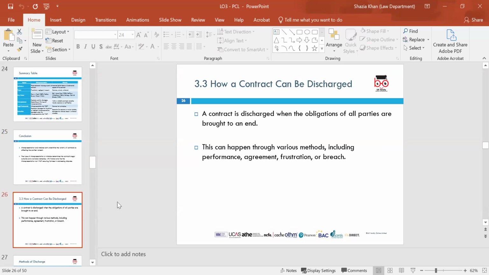The next one is 3.3. So how a contract can be discharged. A contract can be discharged when parties have fully completed their obligations under the agreement, known as discharge by performance, or by their mutual agreement to end the contract, discharge by agreement. It also includes scenarios like breach of contract, where one party fails to fulfill their obligations, making the other party free from their contractual duties, or when unforeseen circumstances make performance impossible, such as discharge by frustration.